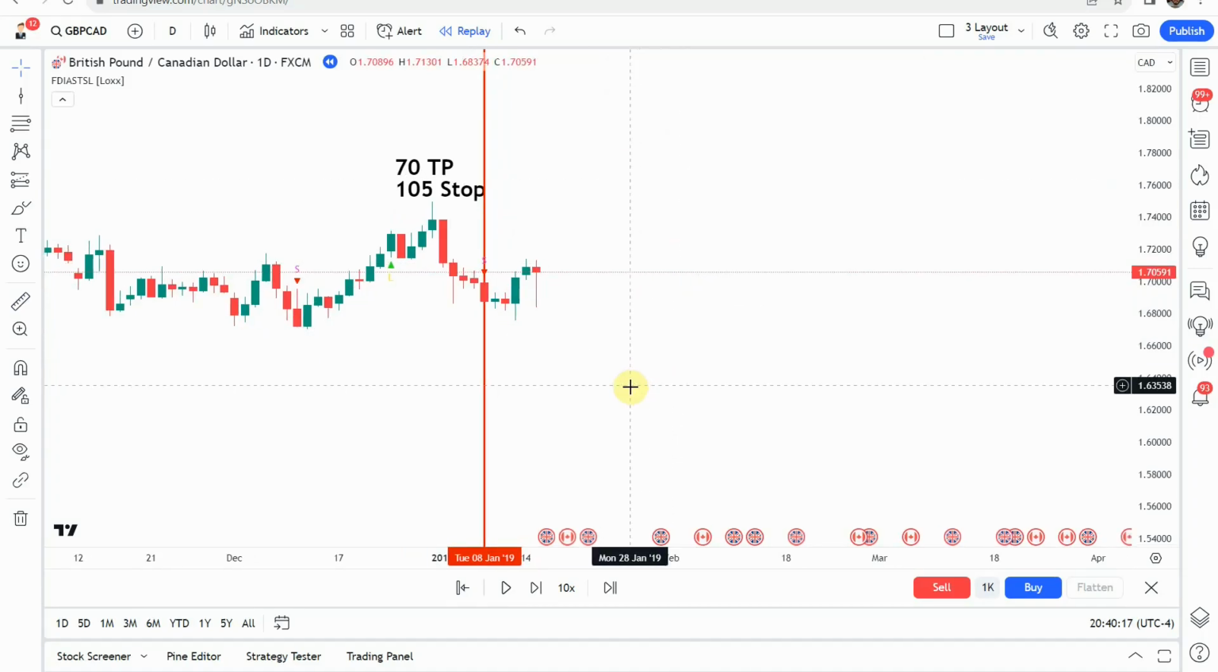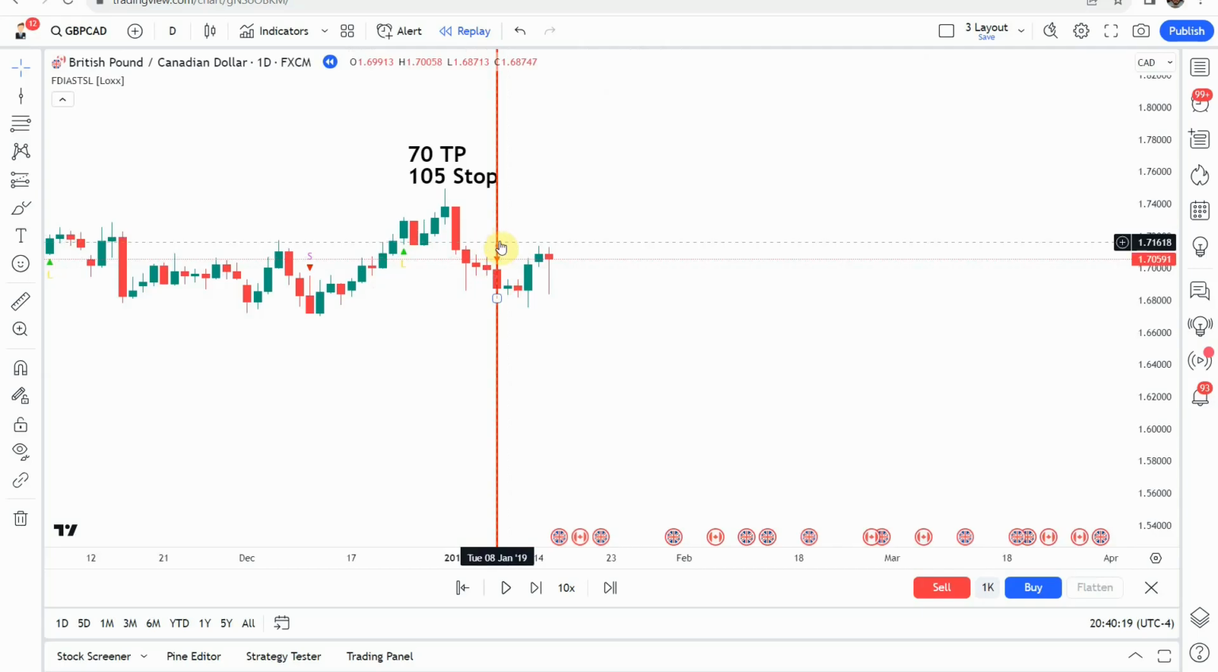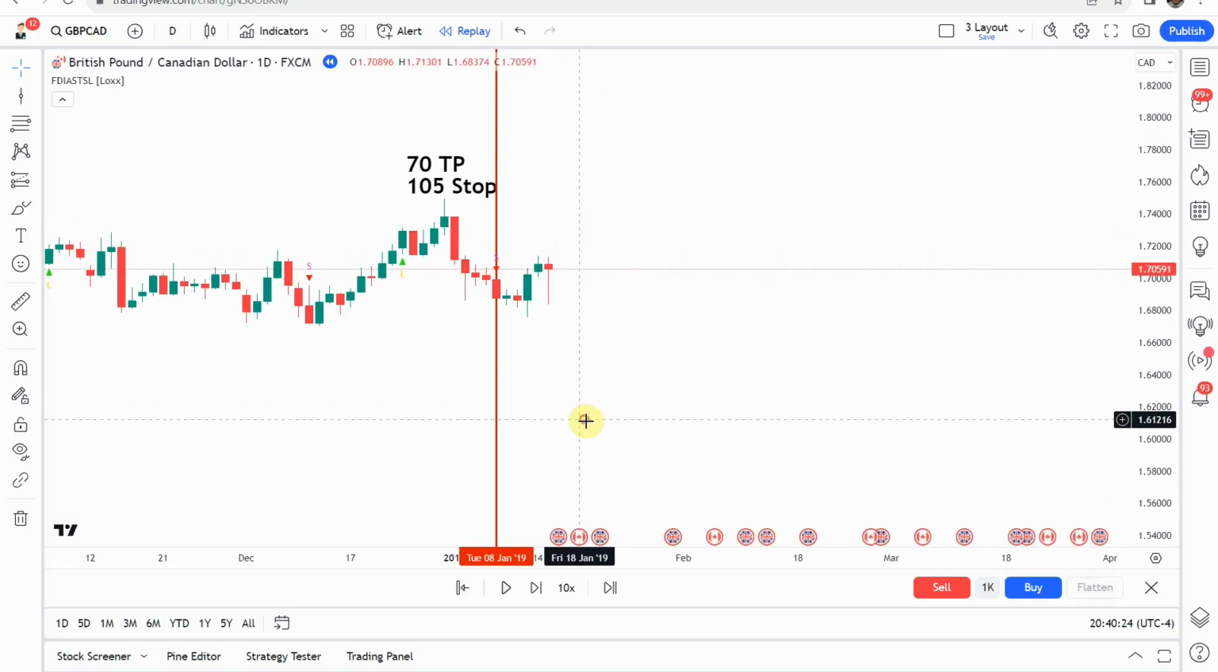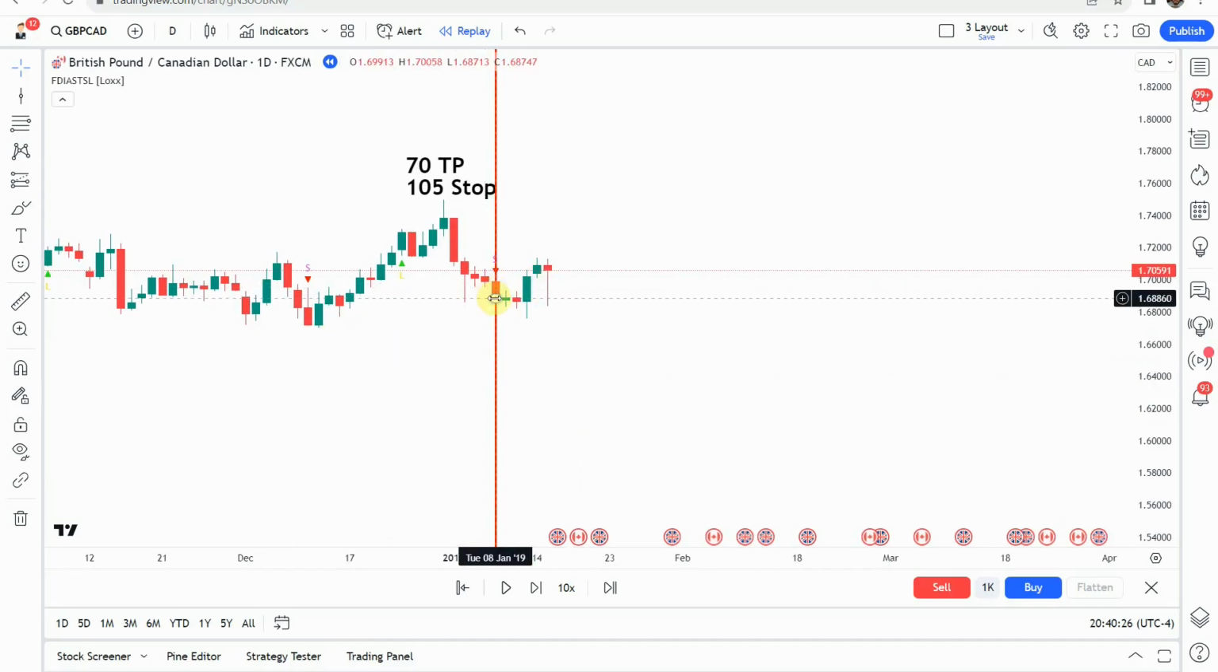Alright, so the first signal that we pick up is a short signal. It's kind of hard to see, but we do get the S right here with a red arrow pointing down. And so we go into consolidation for a few days here. We make a push to the downside, but we also make a hard push to the upside here.